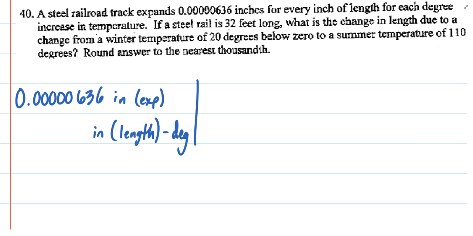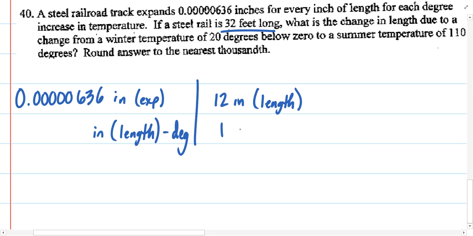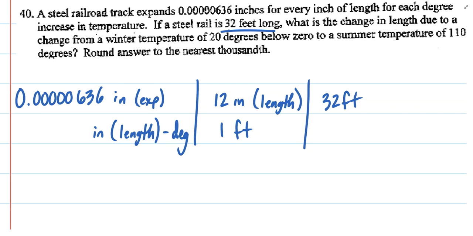So the first thing that I'm going to do is convert this inch in length to feet in length because our problem had 32 feet of railroad track. So I know that there are 12 inches, and I'm going to be real specific with my units here, 12 inches of length per foot, and then there are 32 feet in this particular problem. 32 feet of length of track, that is. So my inch length will cancel with this inch length, and feet will cancel with feet.